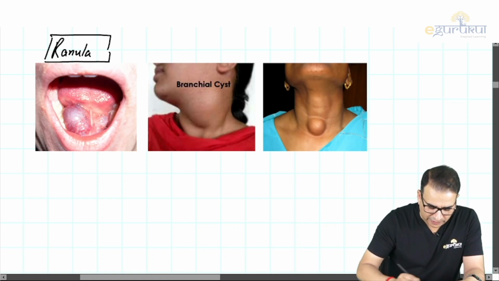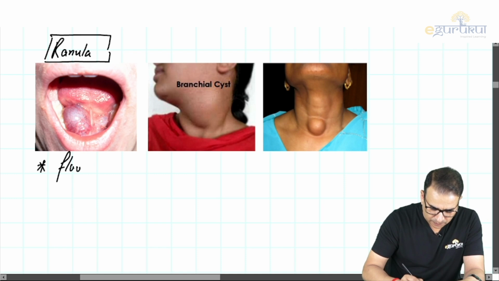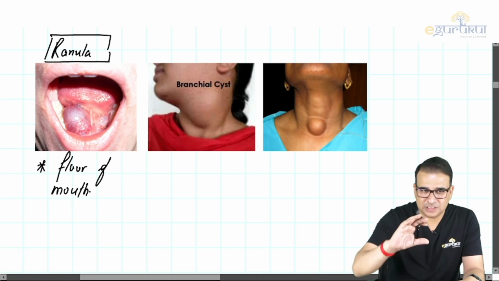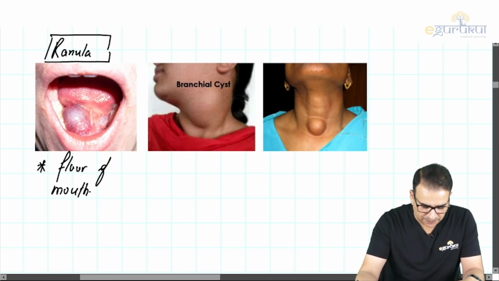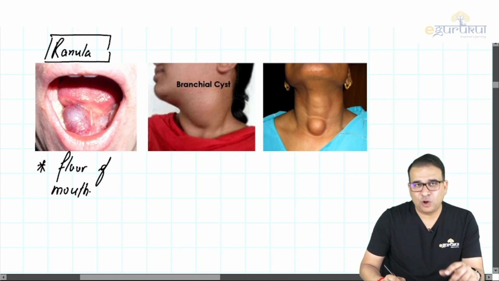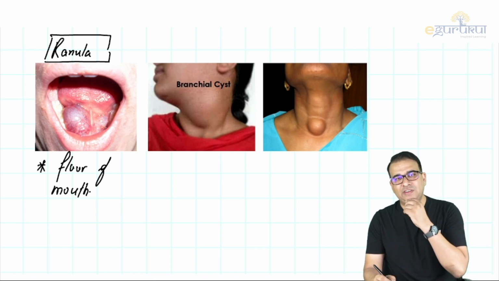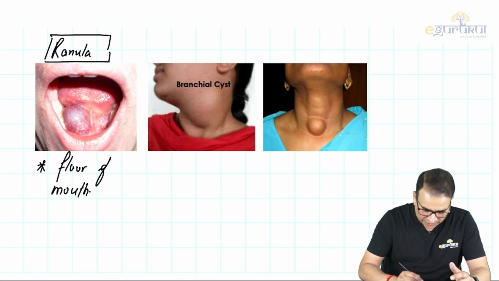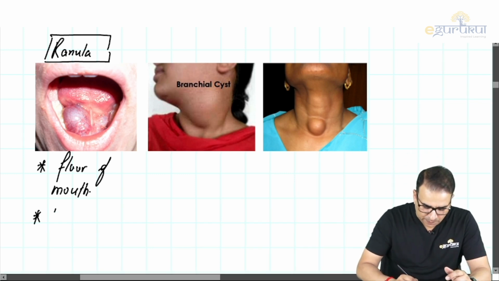Now you all know that a ranula basically is present in the floor of the mouth. You can see this bluish tinge in the ranula, and it is because of the blocked salivary gland.